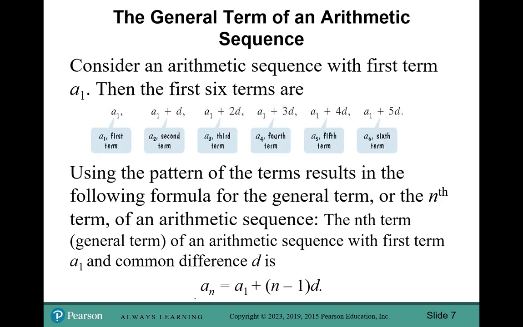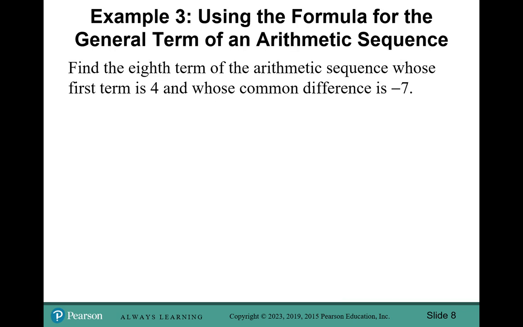Important formula. Might come back to it. Find the 8th term of an arithmetic sequence whose first term is 4 and whose common difference is -7.